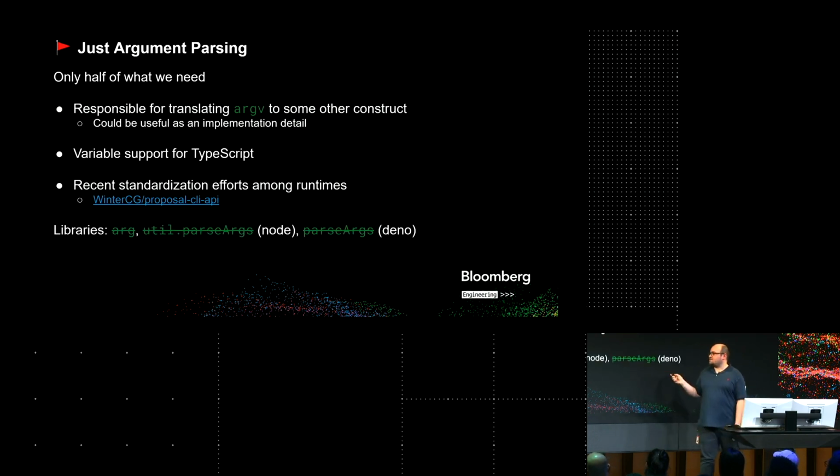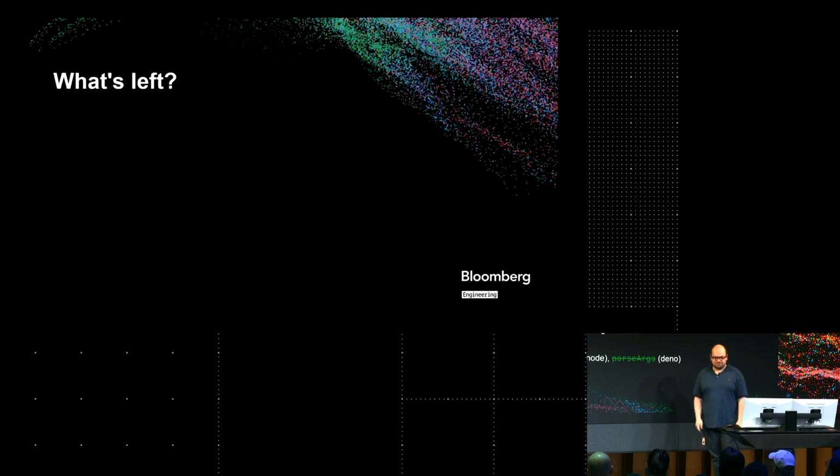And so that meant that these libraries, arg, which is from Vercel, and parseArgs in Node and Deno, weren't really going to fit the bill for us. So that's gone through a lot of libraries. What's left? There were basically 2 libraries that we looked at that were big enough and almost right. We had some final reservations.